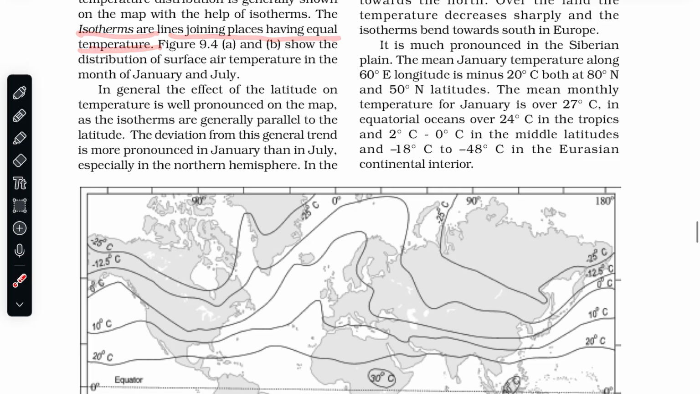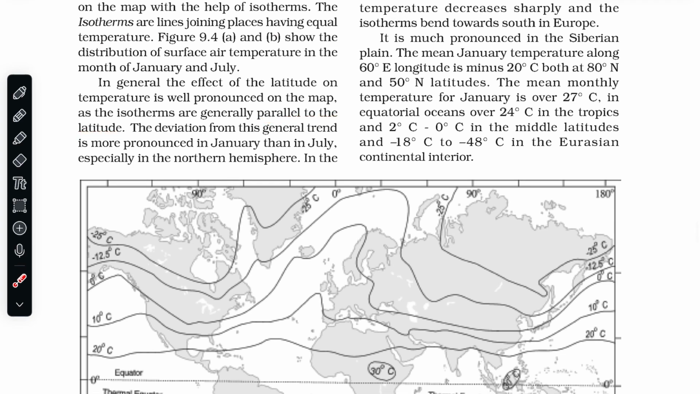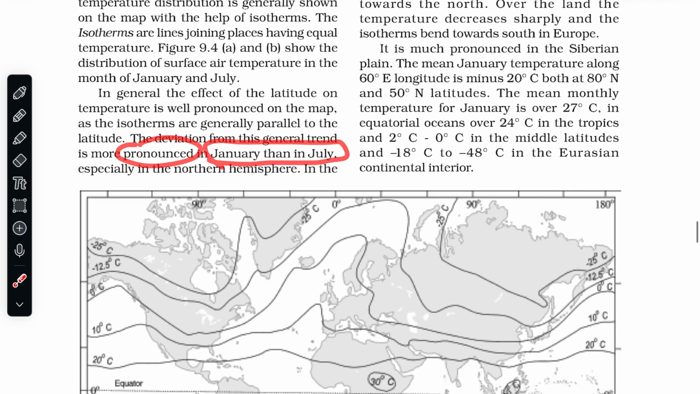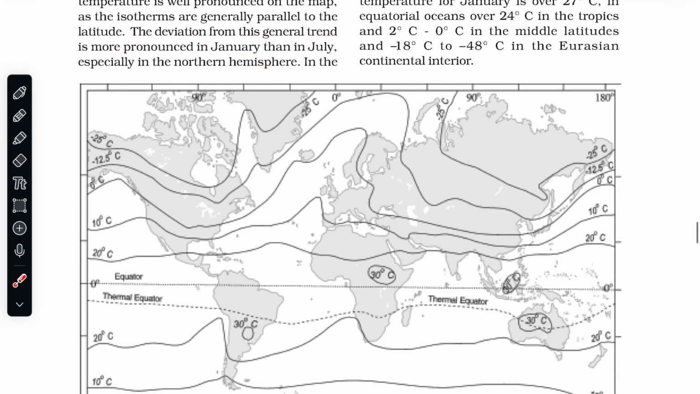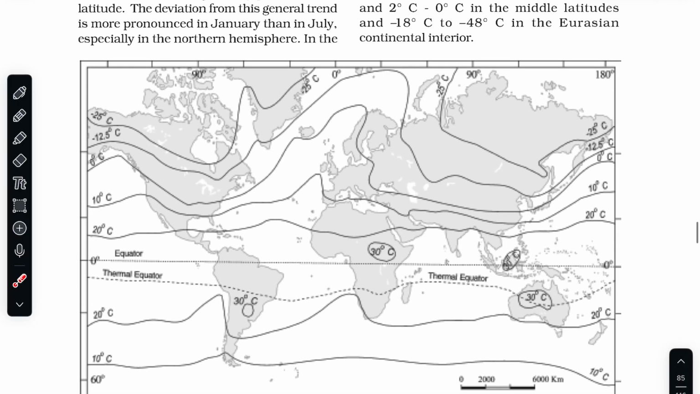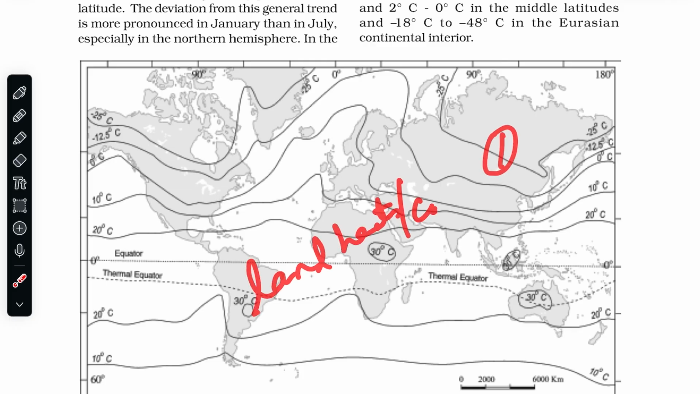In general, the effect of latitude on temperature is well pronounced on the map, as the isotherms are generally parallel to the latitude. The deviation from this general trend is more pronounced in January than in July, especially in the northern hemisphere. So here we have this temperature distribution. These lines are basically the isotherms. We have to keep in mind one fact: land heats up or cools down faster than sea.